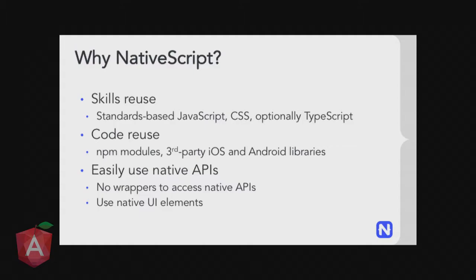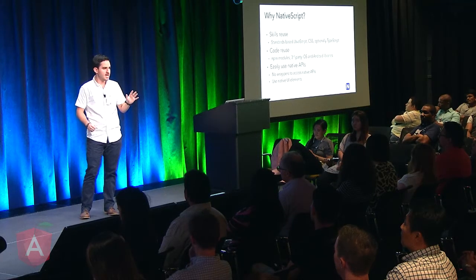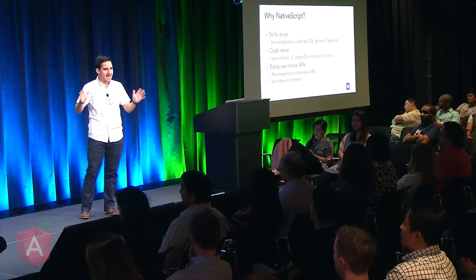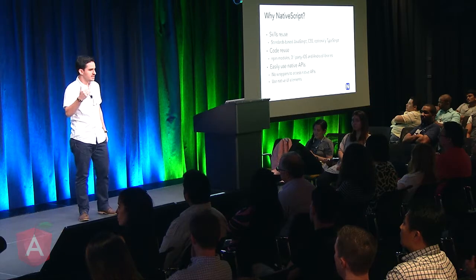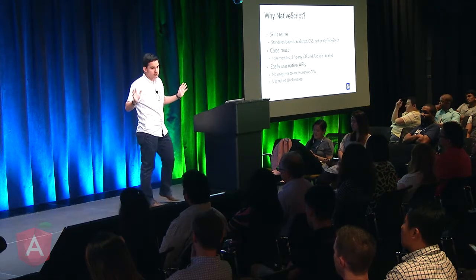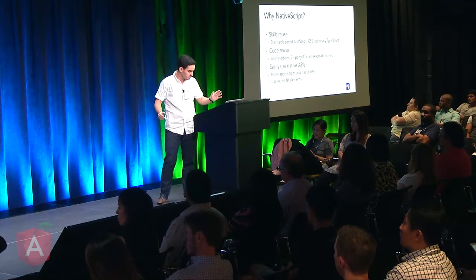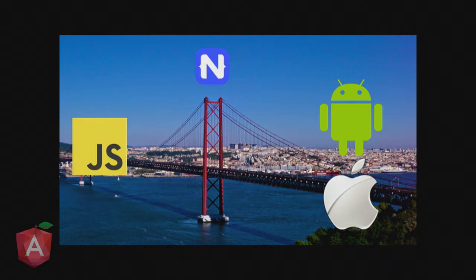And the other thing is that you can easily use any native API. Just to make it super clear, you have access to 100% of the APIs. You can think of any class, method, property, namespace, anything that is exposed in the native SDKs, you have access to it in plain JavaScript code without jumping through any kind of hoops. You can think of NativeScript as the bridge between the native world of iOS and Android and the JavaScript space.